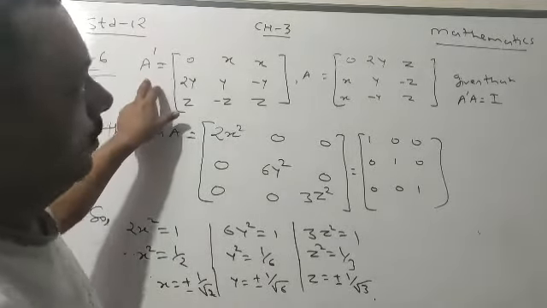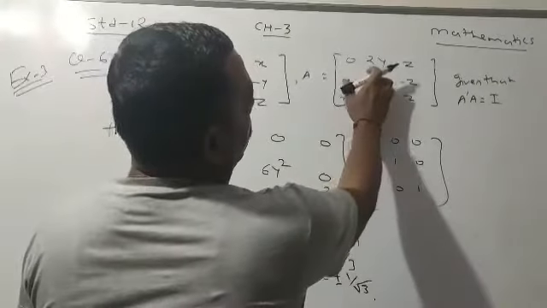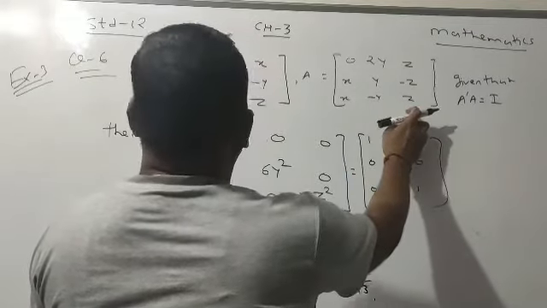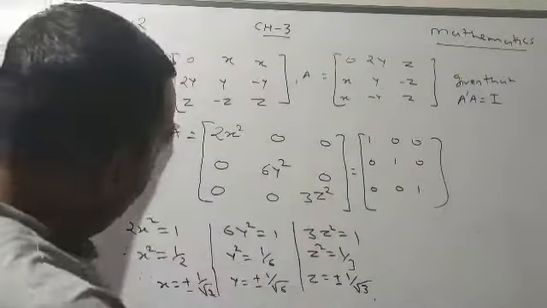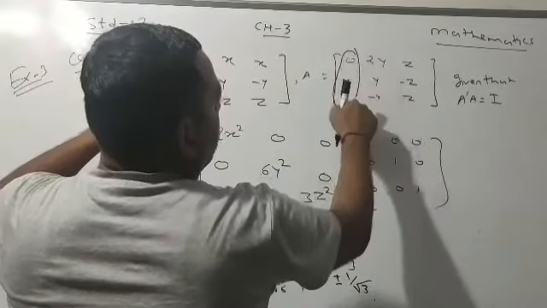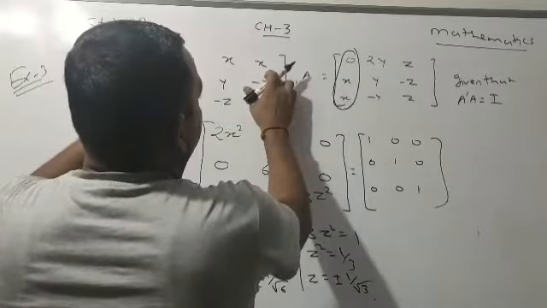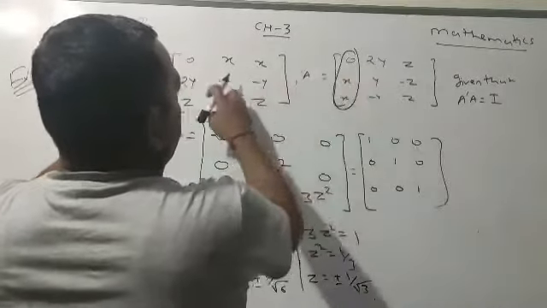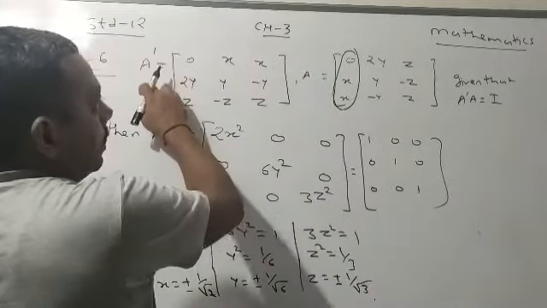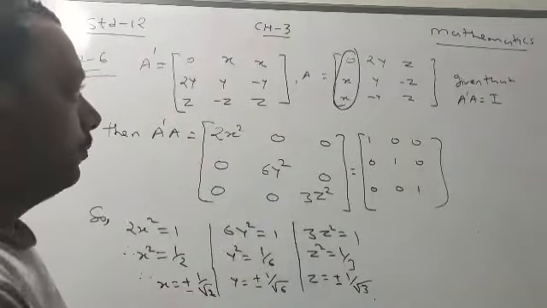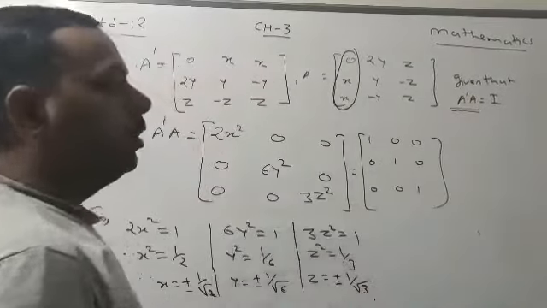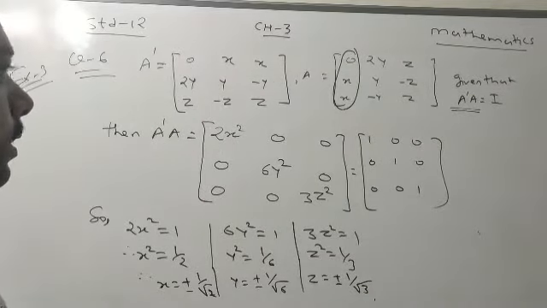Now in this question, A is given as 0, 2y, z; x, y, minus z; x, minus y, z. And because of this, A dash is, see here, 0, x: the first column is now converted to the first row. Same way, second column to second row, third column to third row. So A dash means A transpose, where rows are converted to the respective columns. Now in this question, the given data is A dash into A is equal to identity.